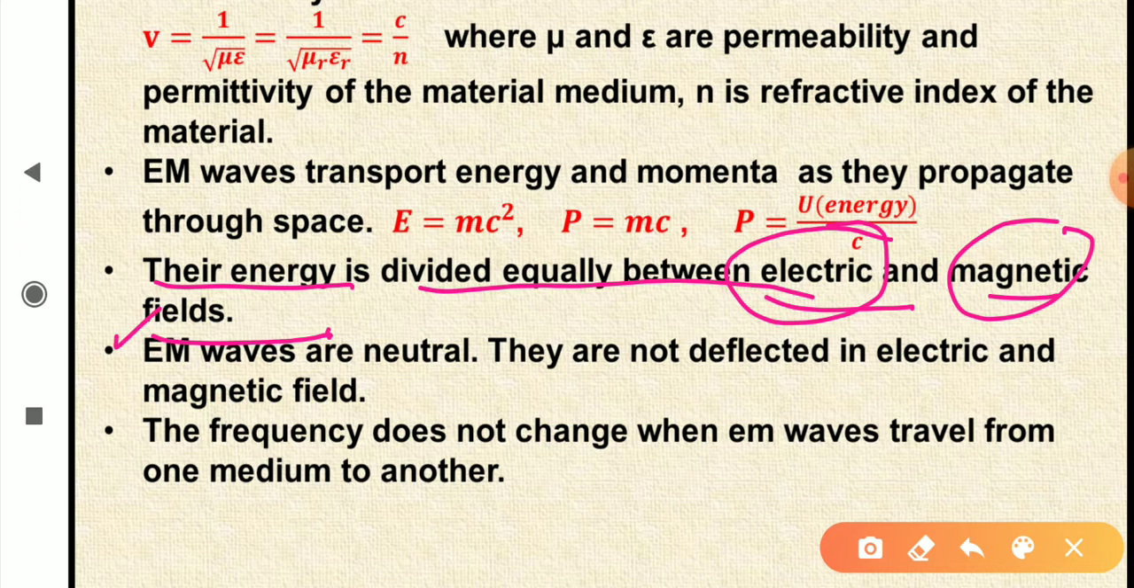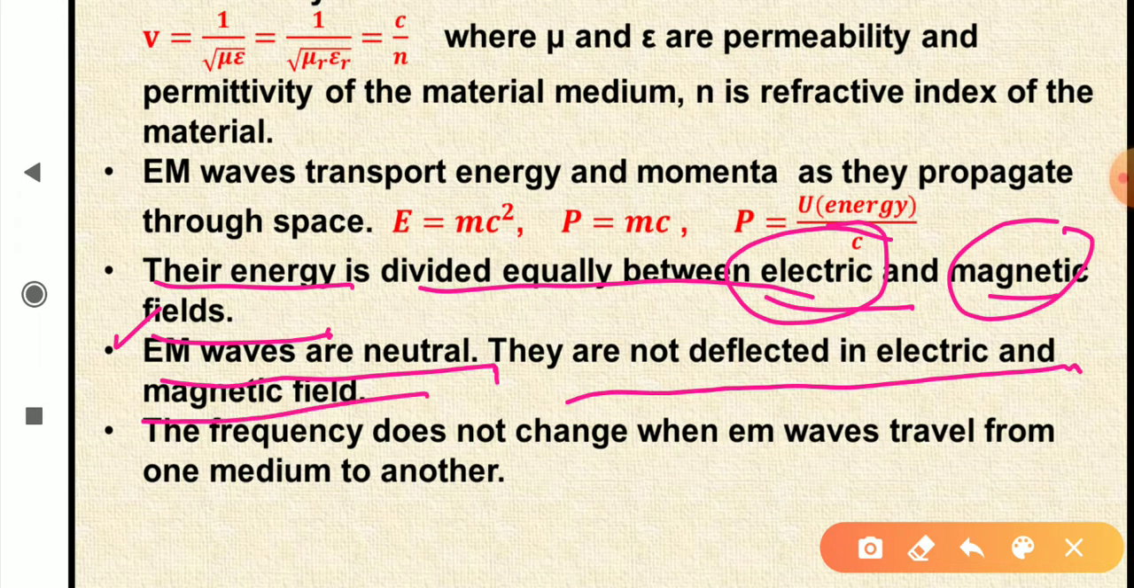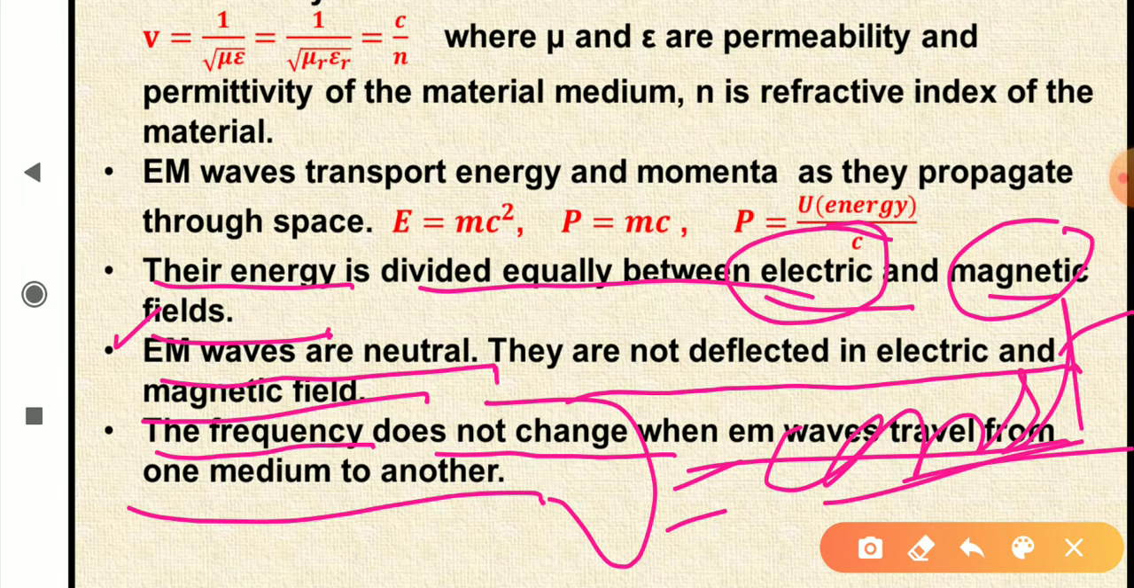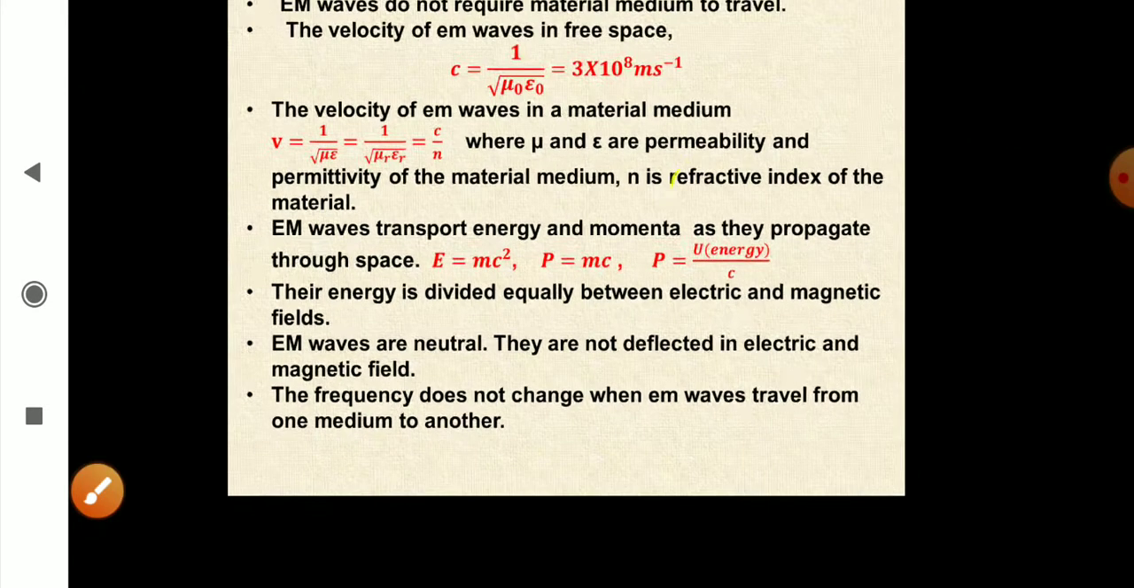Next one, EM waves are neutral. Electromagnetic waves do not get deflected in electric and magnetic field. And the frequency of EM waves does not change when they travel from one medium to another. Like if light travels from air to water or any other medium, then its frequency will remain constant, but its velocity and wavelength will change. Very important point to remember.